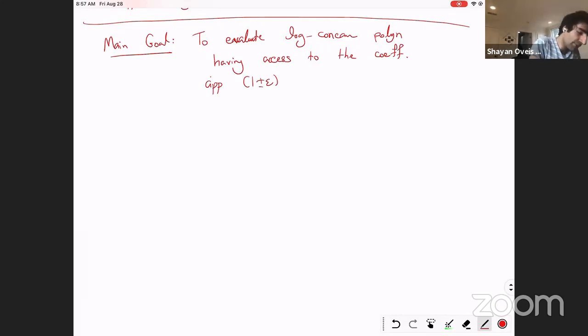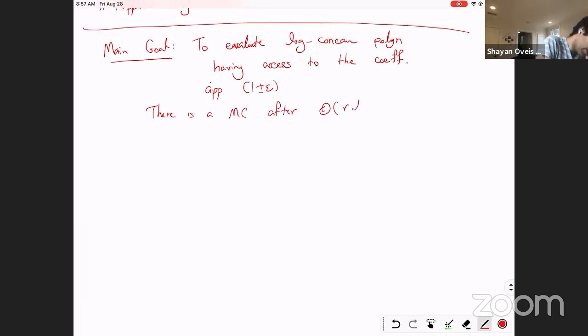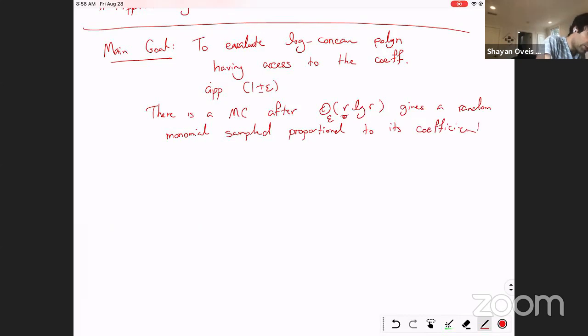Basically, okay, so we're going to use a Markov chain, and there's a Markov chain that after, say, order of r log r, essentially, let me ignore the dependency on epsilon, it gives a random monomial, sampled proportional to its coefficient. So that's where we are heading.